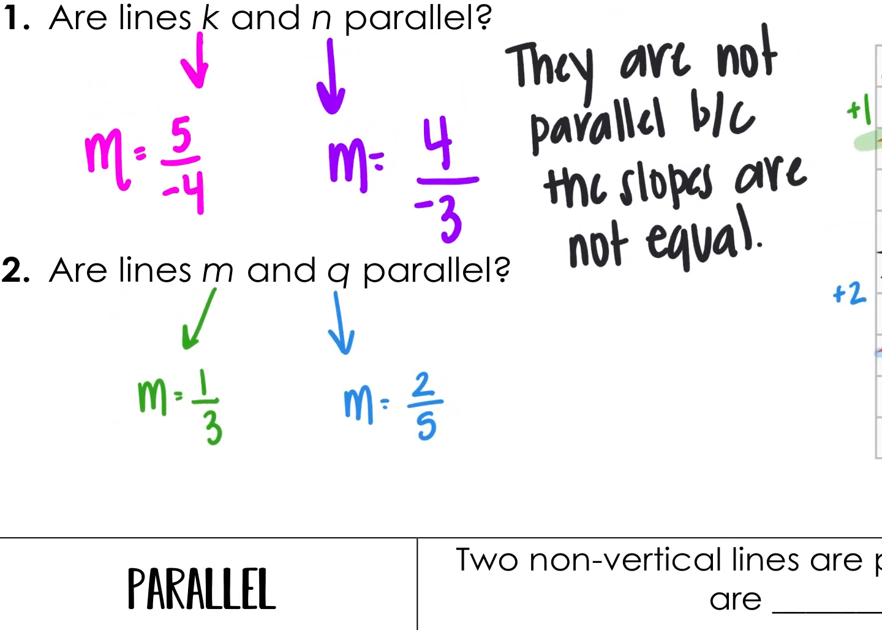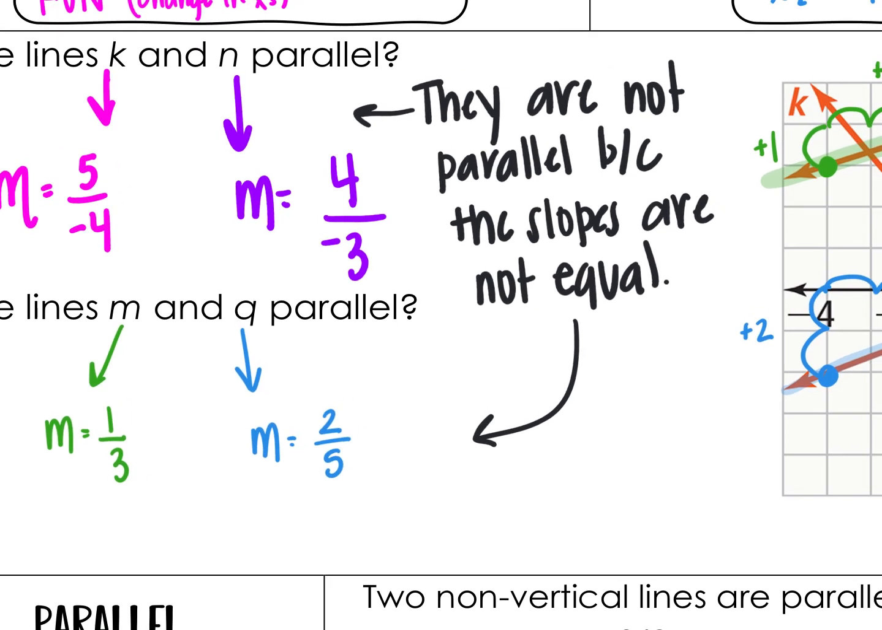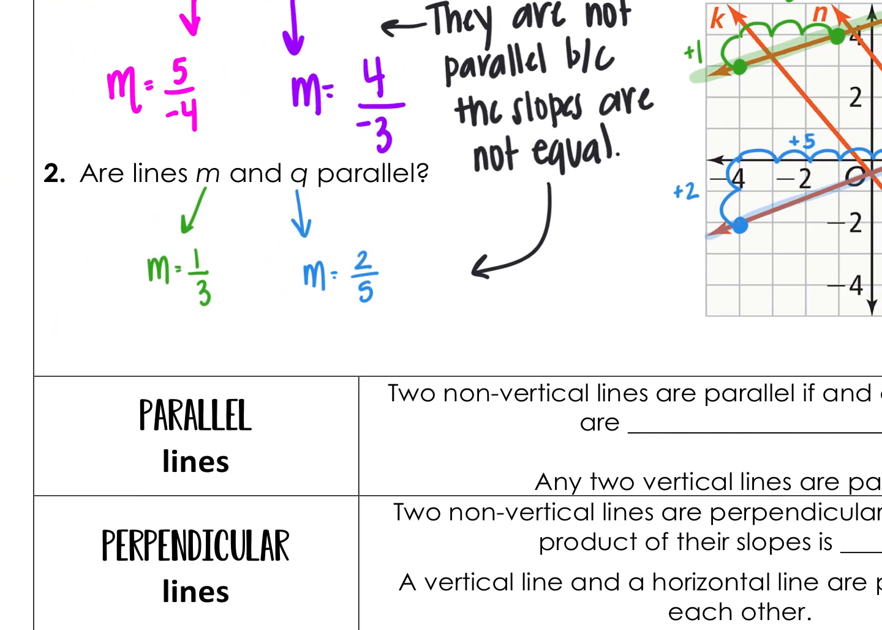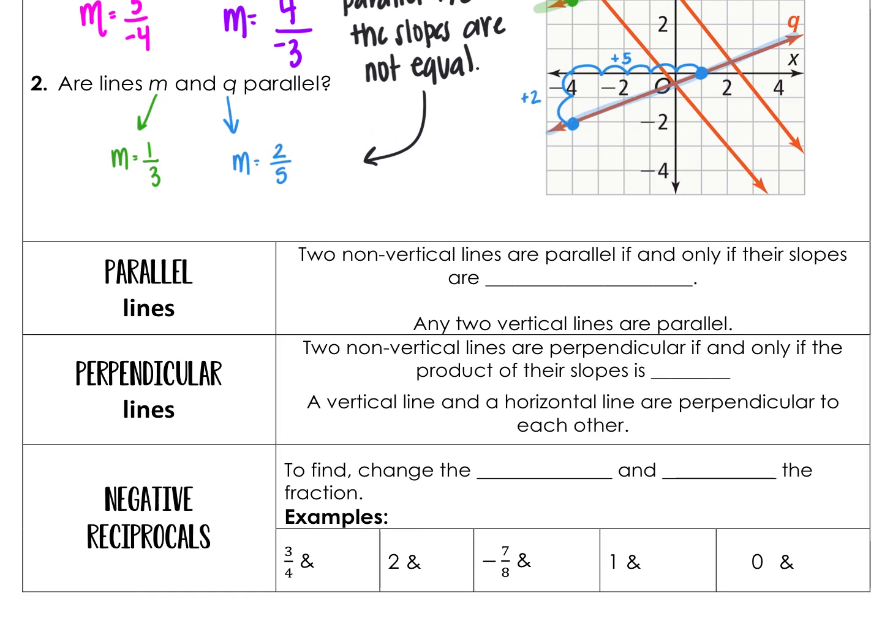Again, you'll notice that these are not equal to each other. So we could say the exact same thing as before. Those lines are not parallel because the slopes are not equal to each other. So none of those lines were parallel to each other. Okay, so we've just talked about this, but parallel lines are two non-vertical lines. They're parallel if and only if their slopes are congruent to each other. Their slopes have to be completely the same. Any two vertical lines are automatically parallel. So vertical, it's like two undefined slopes. They're automatically parallel.